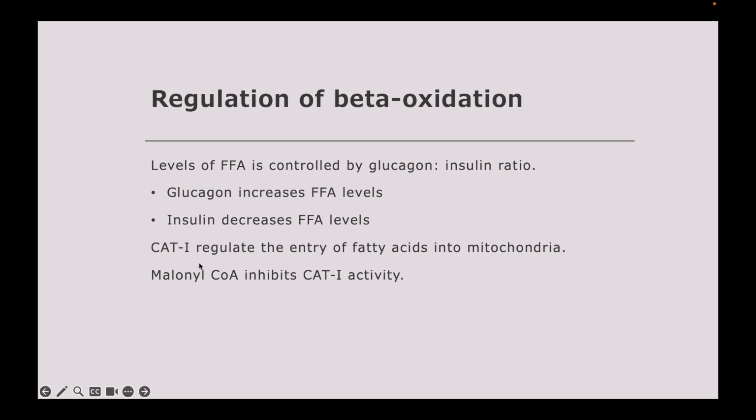Malonyl coenzyme A, which is formed from acetyl coenzyme A, acts as an inhibitor of CAT1. So if you have more malonyl coenzyme A, it inhibits CAT1 and then you have decreased beta oxidation. So I hope it's clear.